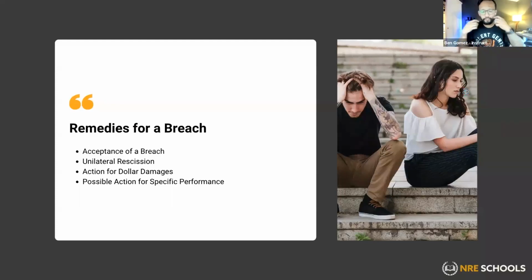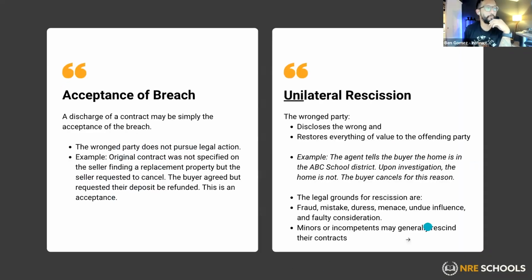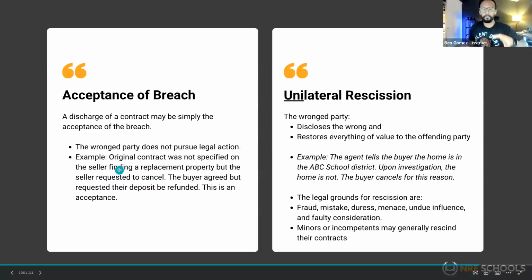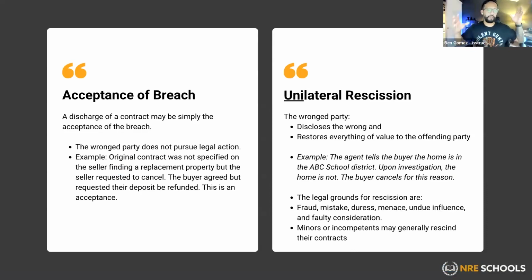So let's talk about a breach. This is one party that just didn't do what they were supposed to. You know, there's a few remedies for this. There's the acceptance of it. There's the unilateral. We want action for dollar damages and possible action for specific performance. So remember, this is a breach of contract. We had two parties who said they were going to do something and then they didn't do it. So one option is the acceptance. No legal action. Lesson learned. I can't believe they wronged me like that. And I'm just going to move on. I accept it.